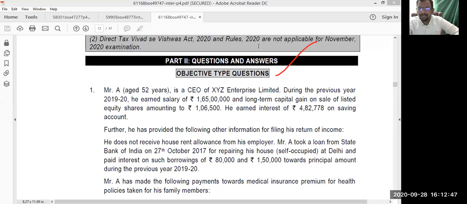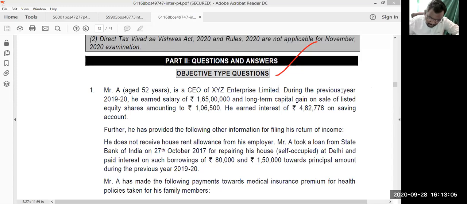Right. I should take it after the deduction of the standard deduction. So 50,000 you have to deduct here. Then 1 crore 64 lakhs 50,000 you have to take as your income from salaries.